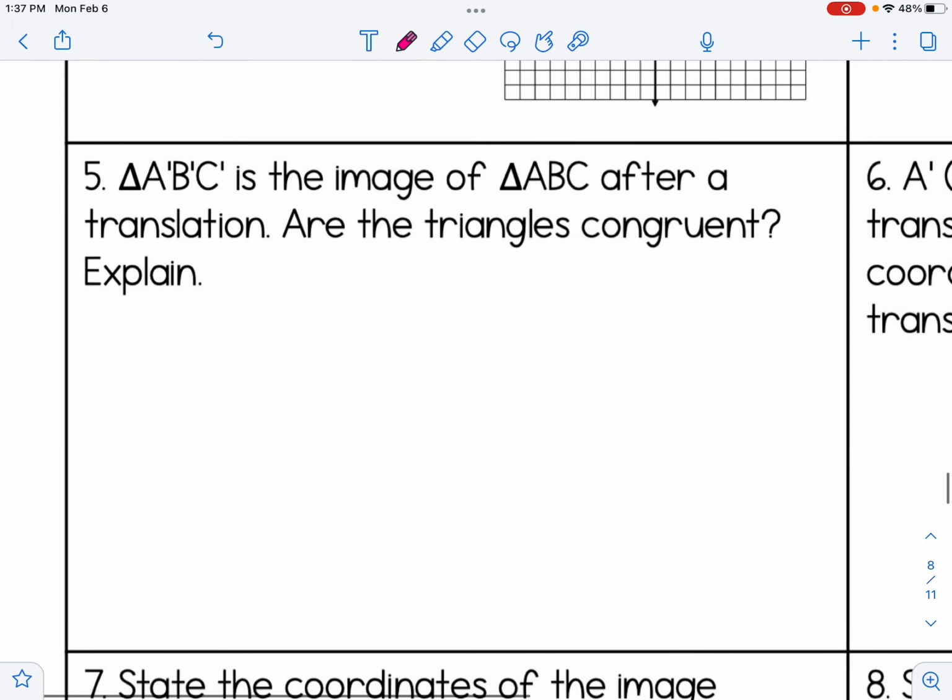All right, number 5. Triangle A prime, B prime, C prime is the image of triangle ABC after a translation. Are the triangles congruent, and explain? So when we are copying and pasting, or sliding or shifting a shape, we're not changing the size of it at all, right? The lengths of the sides and the measures of the angles are not changing. So the triangles are going to be congruent.